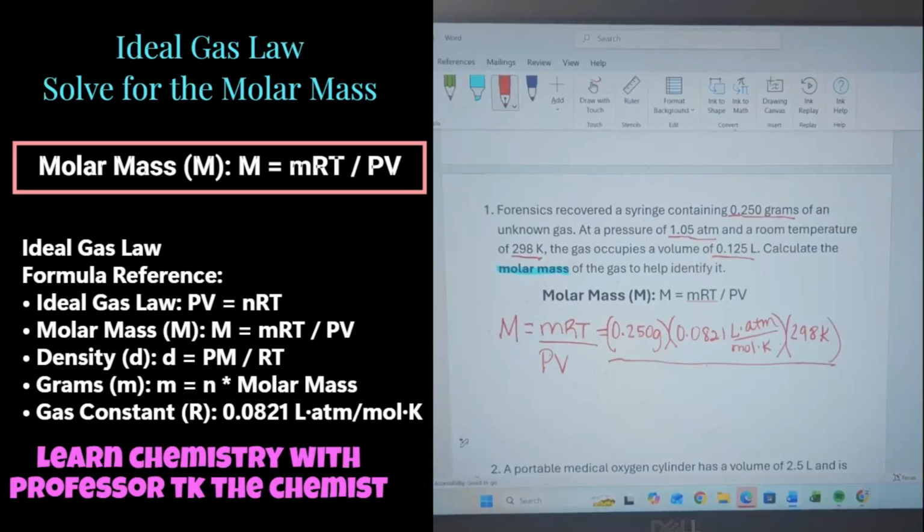Divided by pressure, 1.05 atm, and then your volume was 0.125 liters. You also want to make sure that your volume is in liters so that you can cancel it out with your gas constant unit as well. So what we're going to do now is cancel out the units that we do not need anymore. If it's a unit on the top, cancel it out with one on the bottom. Unit on the top, one on the bottom. So that way you're able to identify what you no longer need.